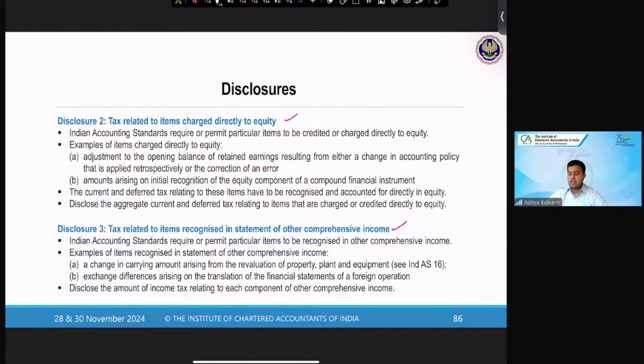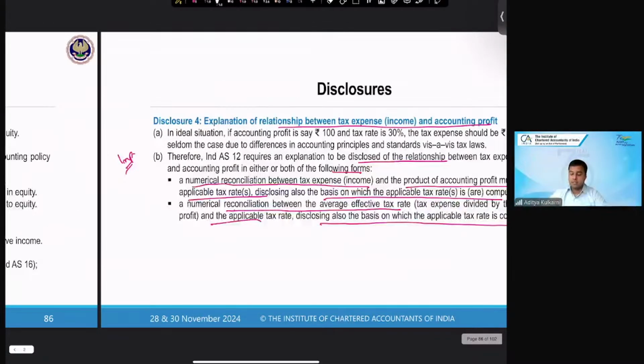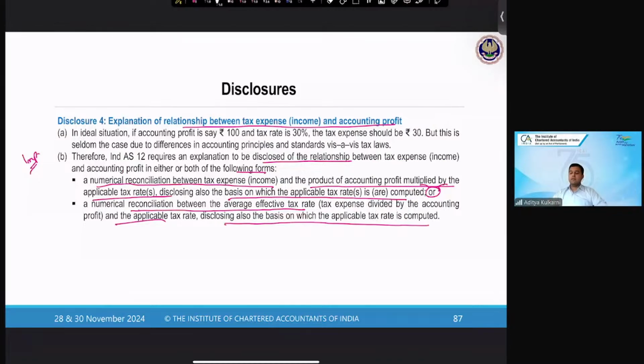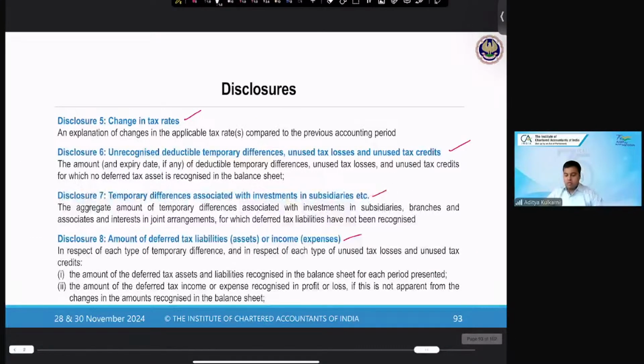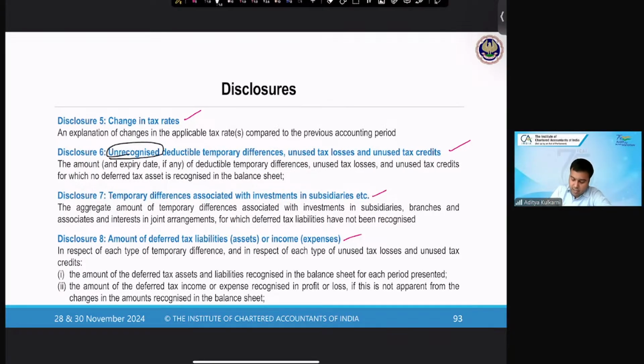Tax related to items recognized in other comprehensive income is also shown separately. Explanation of the relationship between tax expense and accounting profit. This is important. You need to do your effective tax rate calculation, the ETR working. Next, change in tax rates disclosed. Unrecognized deductible temporary differences, I told you what should be unrecognized. Unused tax losses and unused tax credits disclosed.